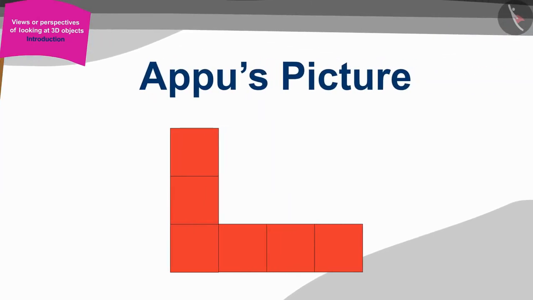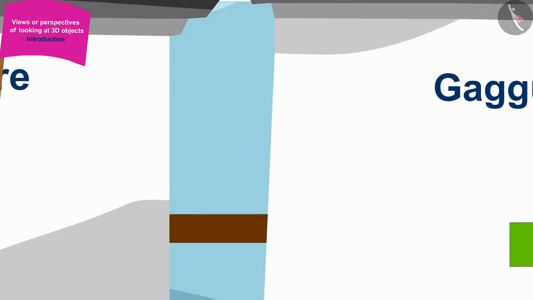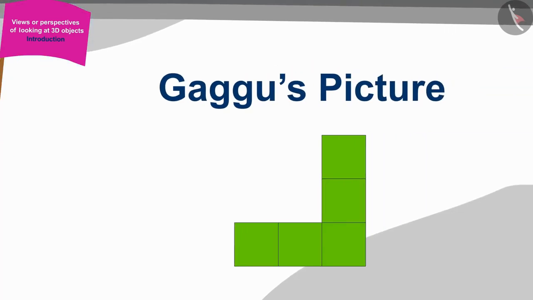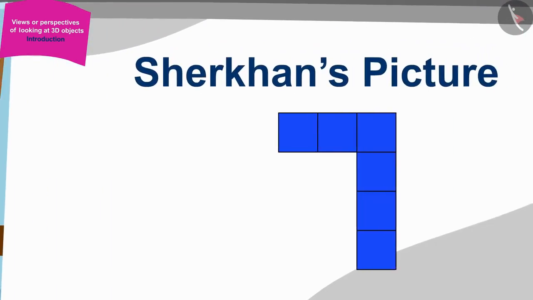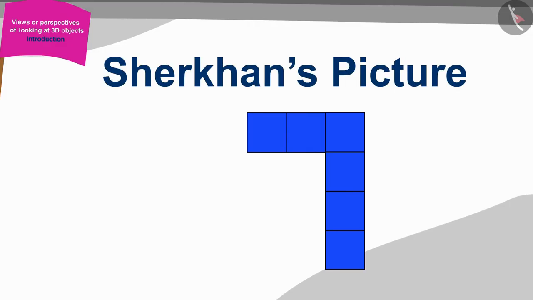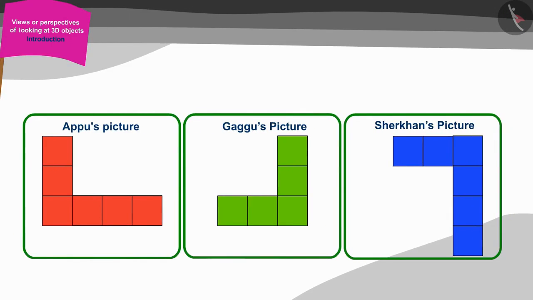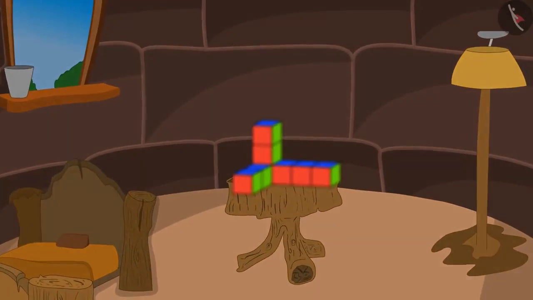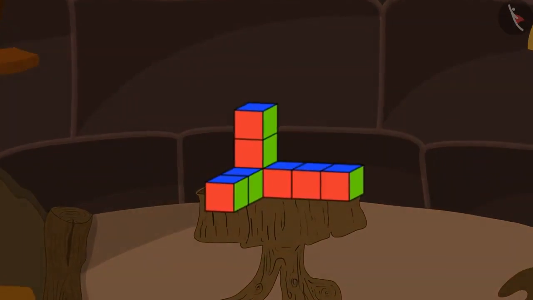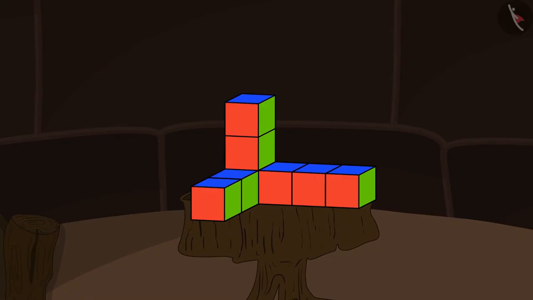Appu's picture was like this. Gaggu made such a picture. And Sher Khan's picture looked like this. Children, can you tell how this can happen? When the three saw the same shape, how were their pictures so different? Golu made such a shape out of the boxes.